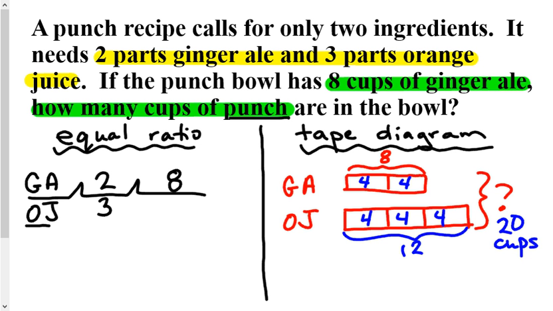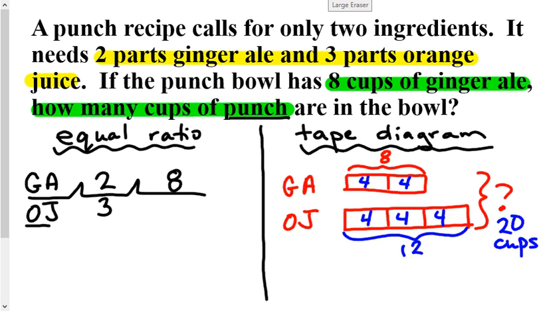Or I could say, well, there's 5 boxes total, and each of them is worth 4. 5 times 4 is 20. And so that method would work. So again, the nice thing about the tape diagram is it allows us to see both parts and the whole at the same time. Whereas an equal ratio, when we do a bridge map, doesn't allow us to see that.